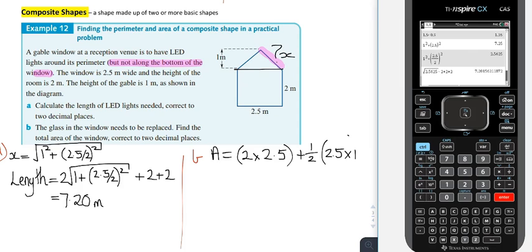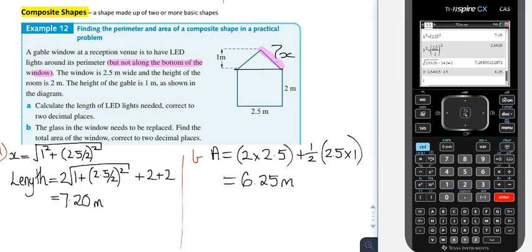All right, part B. The glass in the window needs to be replaced, and we're asked to find the total area of the window correct to 2 decimal places. Always draw your diagram so you can split it up. So I've split it into a rectangle and a triangle. So 2 times 2.5, this is the area of the rectangle. Area of a triangle is given by half base times height. So 1/2 times 2.5 times 1. And then just putting this into my calculator to get my result. I get 6.25. This is an area, so 6.25 meters squared. Red box it, and I am complete.